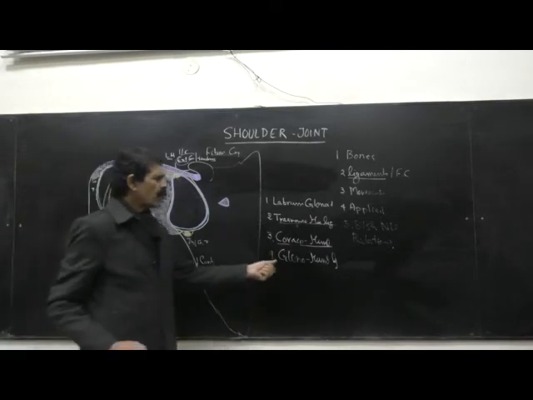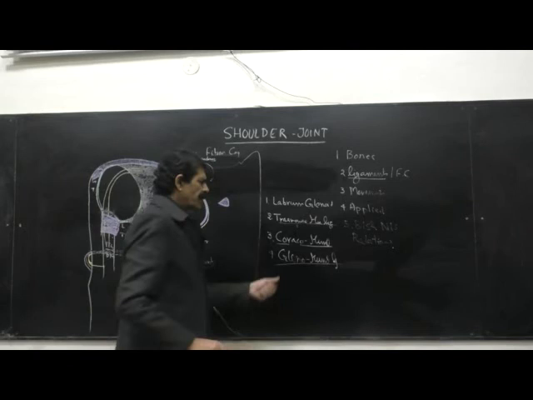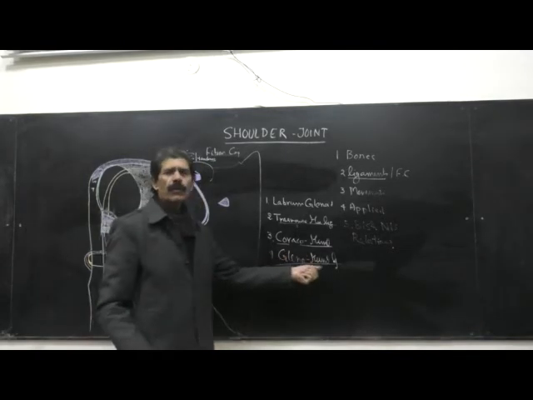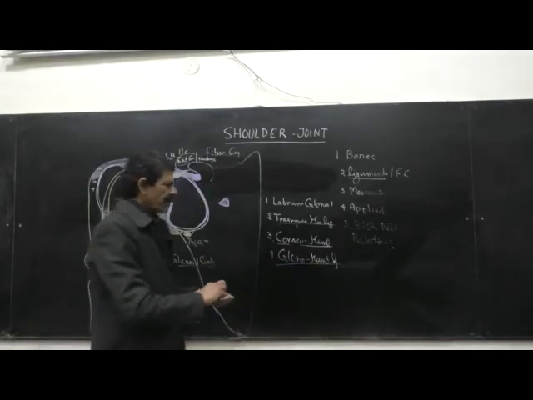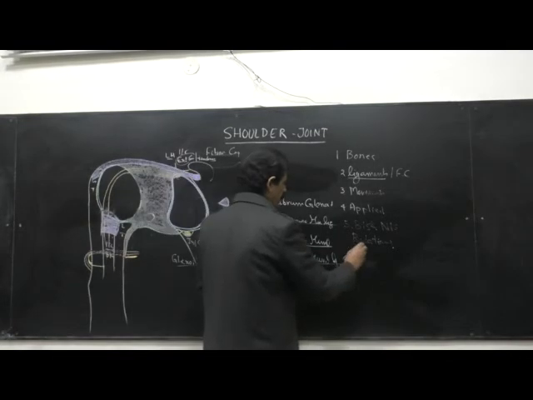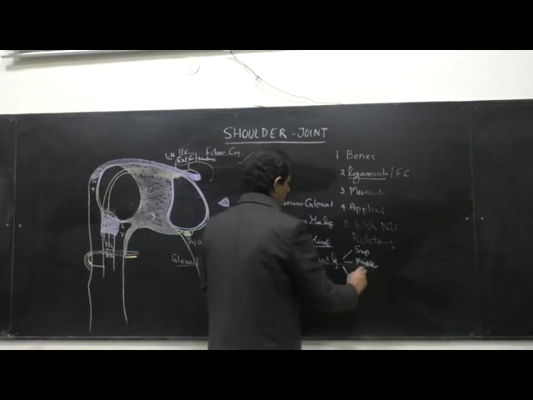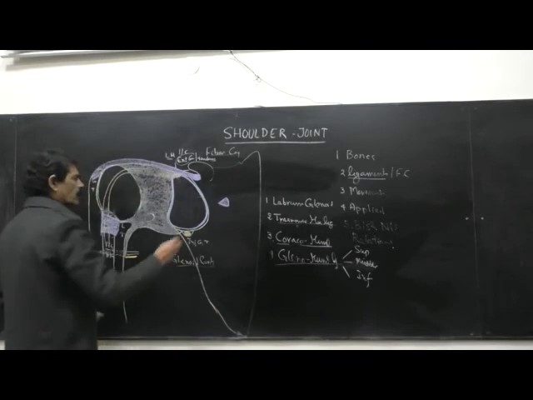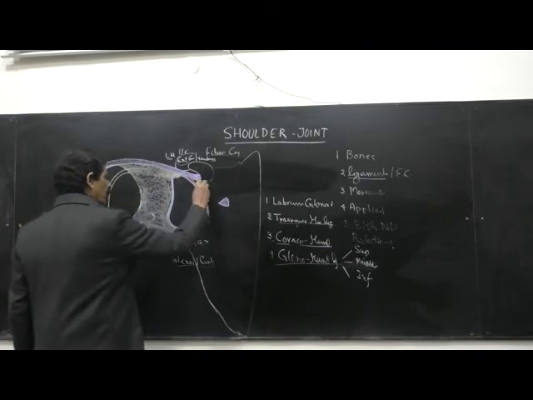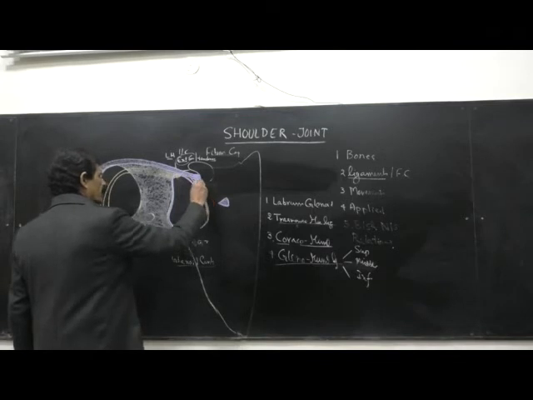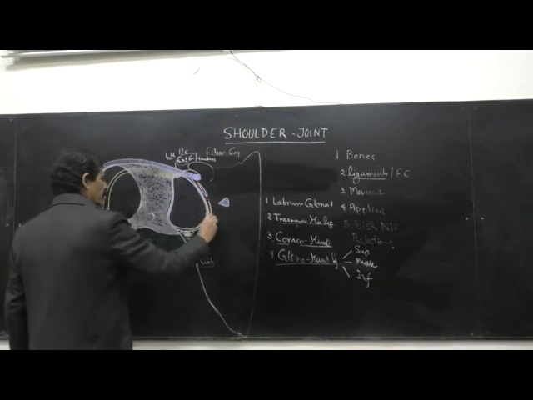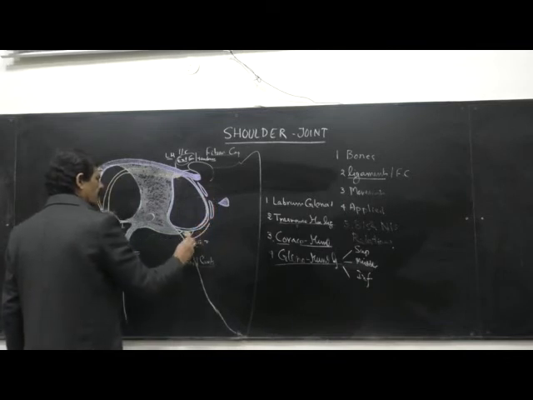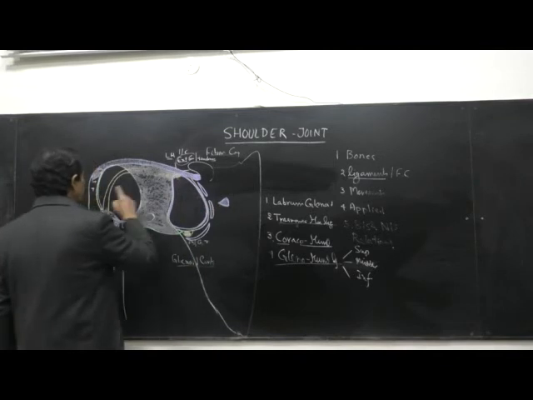Then the glenohumeral ligament. As the name suggests, it runs from the glenoid cavity to the humerus. This glenohumeral ligament actually has three parts: superior, middle, and inferior. The superior part is attached to the anterior border of the glenoid cavity. Then the middle part, and lower is the inferior part of the glenohumeral ligament.